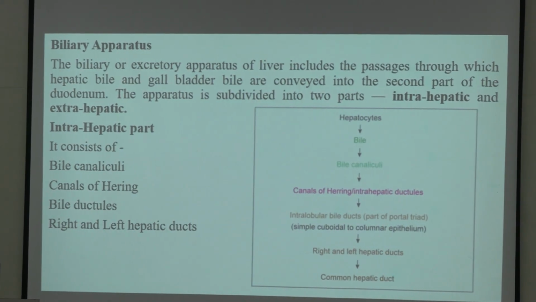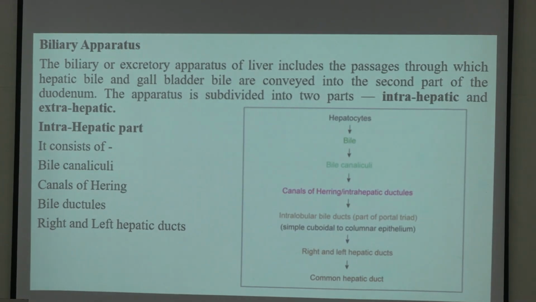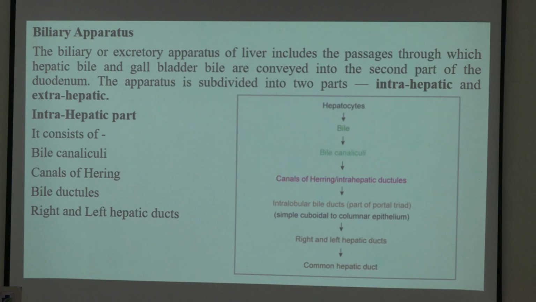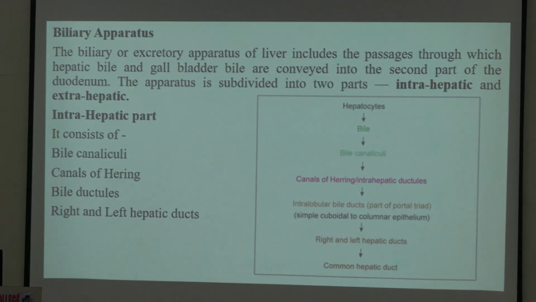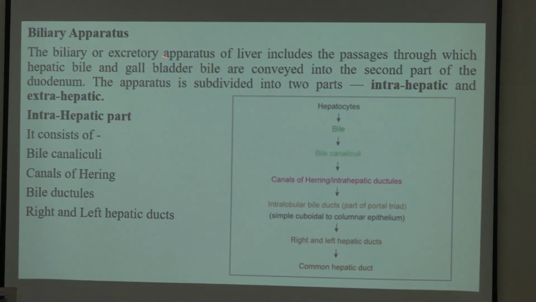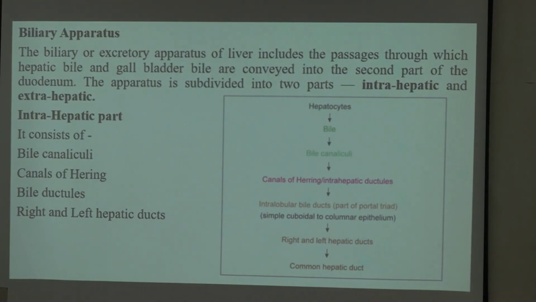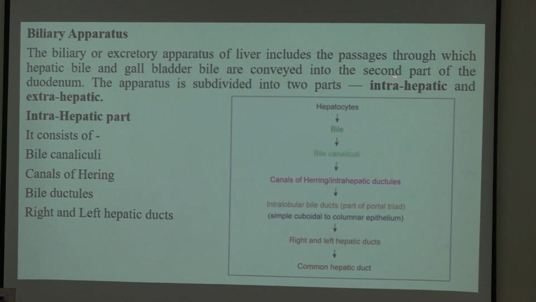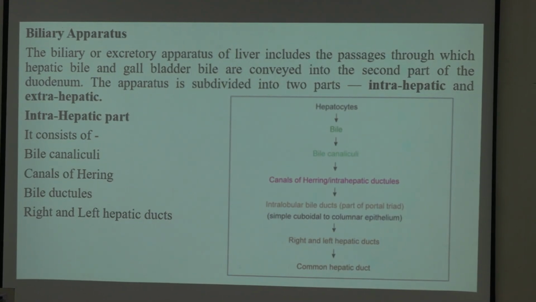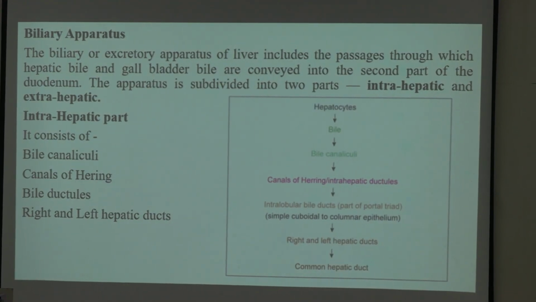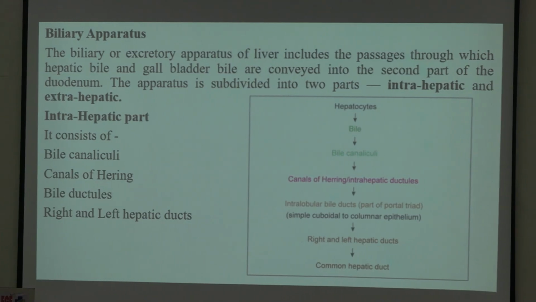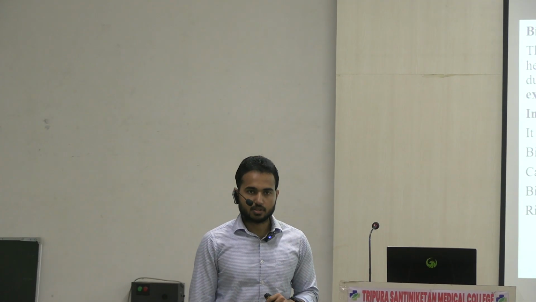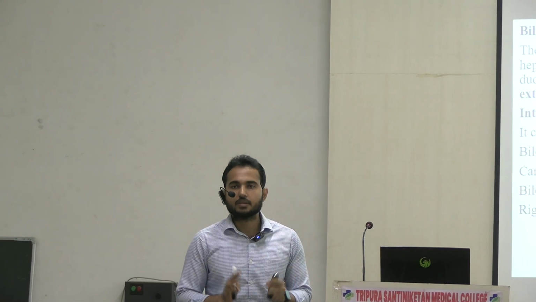Now here you can see the biliary apparatus. Together, intrahepatic and extrahepatic, it is called the biliary apparatus. Now the biliary or excretory apparatus of the liver includes the passage through which hepatic bile and gallbladder bile are conveyed into the second part of the duodenum. That means the bile which is secreted from the liver will go and be stored inside the gallbladder and then it is conveyed to the second part of the duodenum. That is the main function of the biliary apparatus.